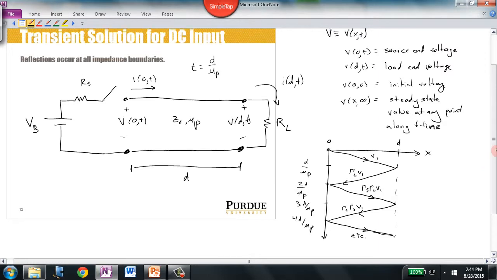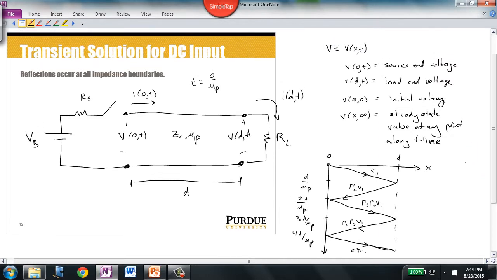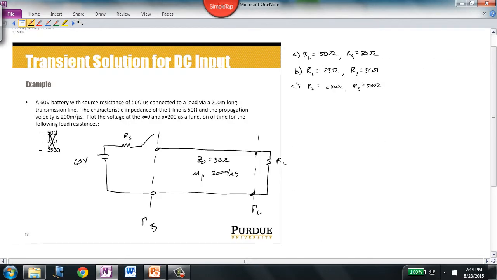I think we've repeated that analysis enough that we can get into an example. What we have here is a 60 volt battery with a source resistance of 50 ohms, connected to a load via a 200 meter long transmission line. The known characteristic impedance of the transmission line is 50 ohms, which we would have determined from the distributed parameter models. And the propagation velocity is 200 meters per second, which we can determine from the material properties.